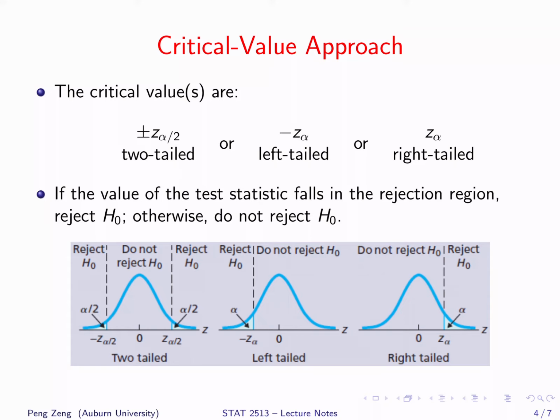For left-tailed tests, the critical value is negative z alpha, and the rejection region is less than negative z alpha. For right-tailed tests, the critical value is z alpha, and the rejection region is larger than z alpha. If the value of the test statistic falls in the rejection region, reject H null. Otherwise, do not reject H null.